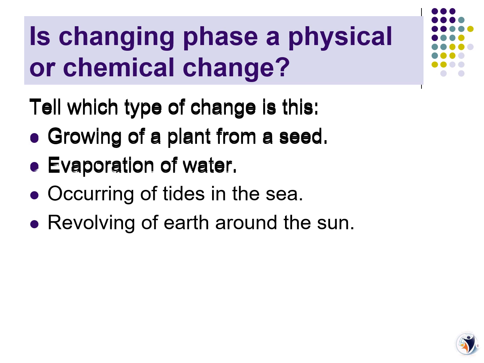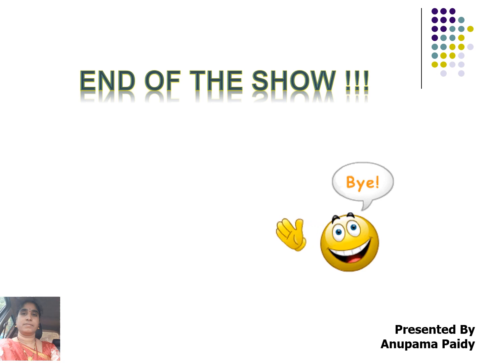So, which type of change? Growing of a plant from a seed, evaporation of water, occurring of tides in the sea, revolving of the earth around the sun. Right? That's all for today, children.